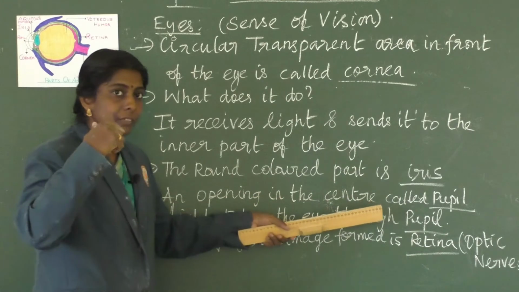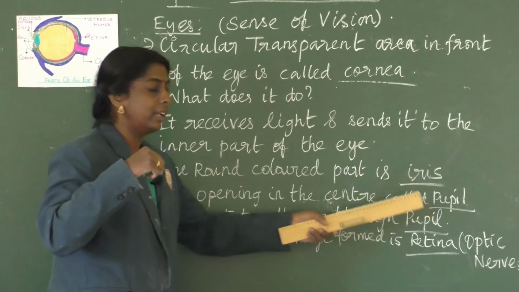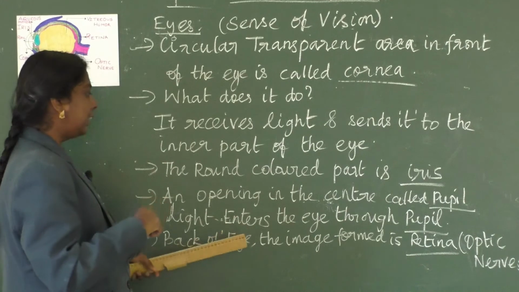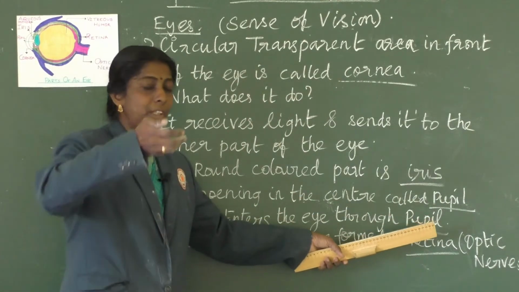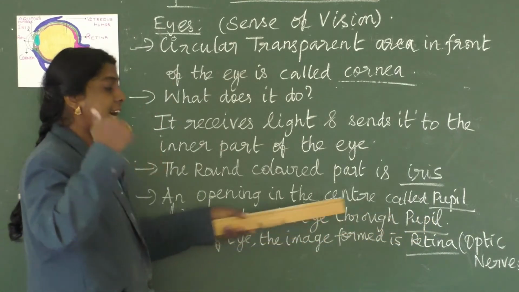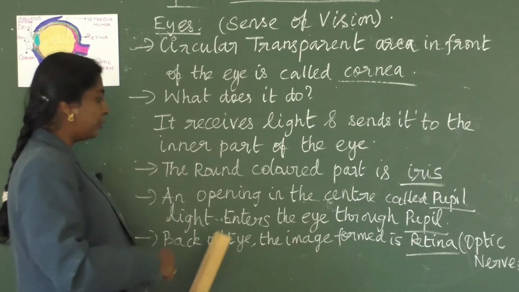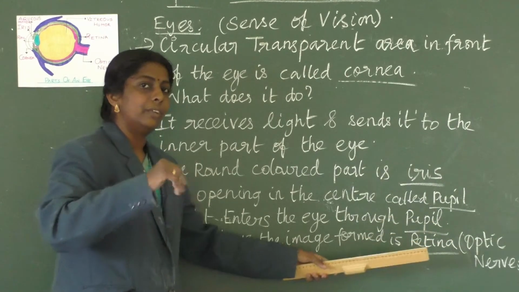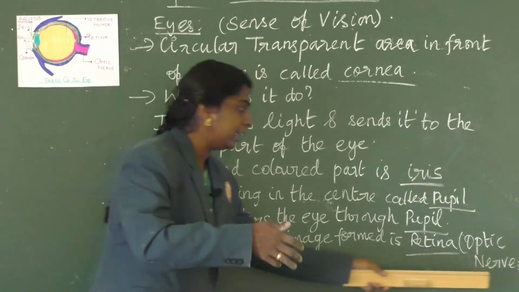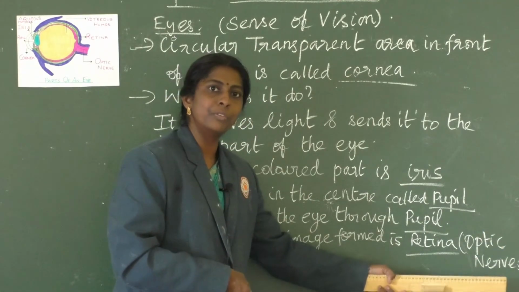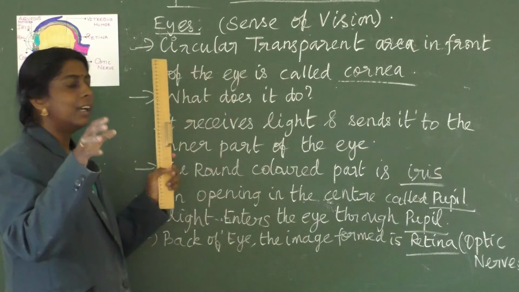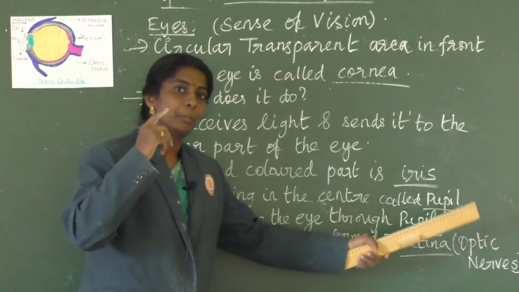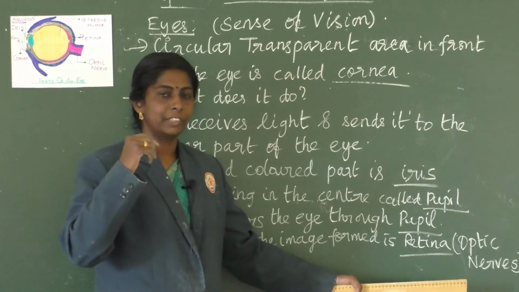An opening in the center of the eye is called the pupil. Light enters the eye through the pupil. So only through that is light entering. Then at the back of the eye, the image formed is the retina. It is done with the help of optic nerves. Is that clear? So students, the eye has mainly 4 parts: cornea, iris, pupil, and retina. Can you all understand?